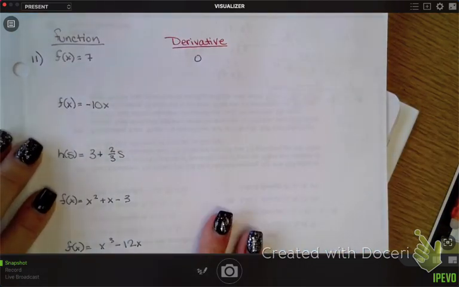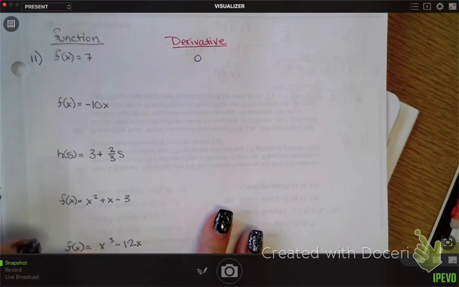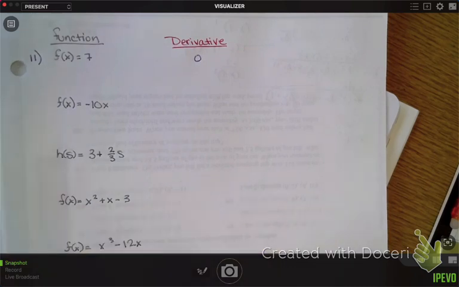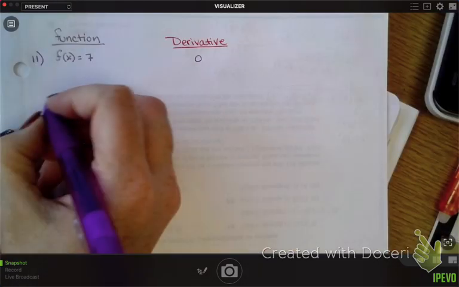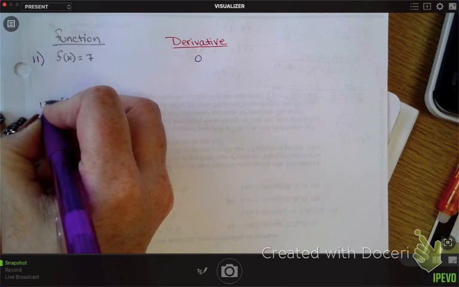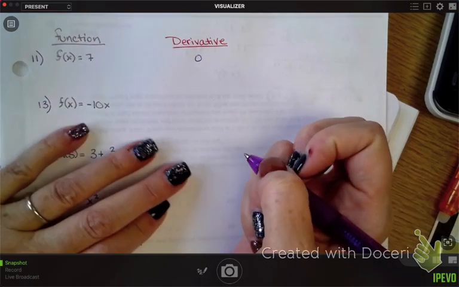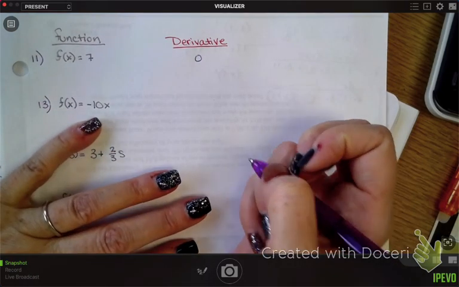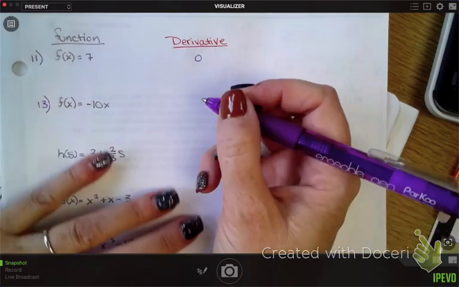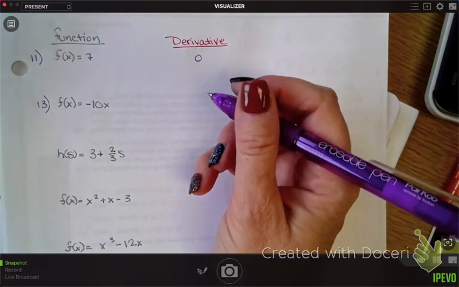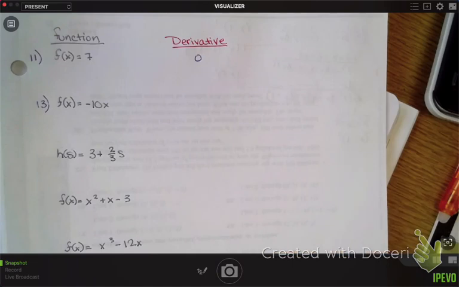Are we going over answers? Are we doing notes? Okay, your derivative should have come out to be 0. On number 12, 13, I'm pretty sure 13 is negative 10x. Oh, you keep the x? Oh, no, that's not the derivative. You guys want answers to the evens, don't you?